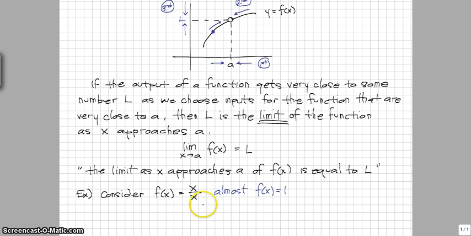Because in this function, if we have an input, make our x value be equal to 0, then we have f of 0 equals 0 over 0, which is undefined. And so we don't have a value at f of 0 for this function, whereas for f of x equals 1, the value at x equals 0 would be 1. Right? So those are similar, but not exactly the same.